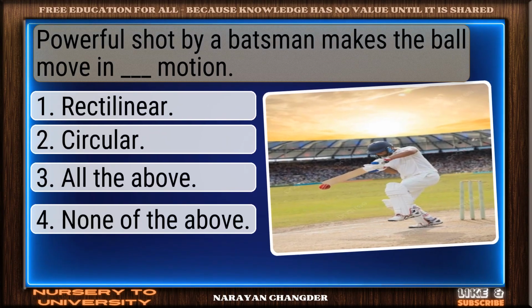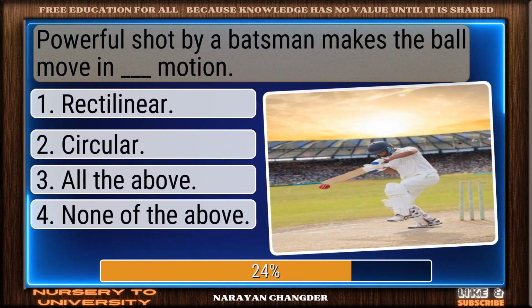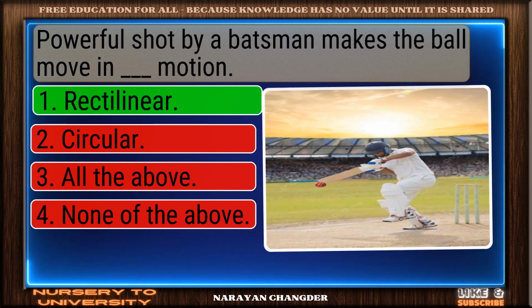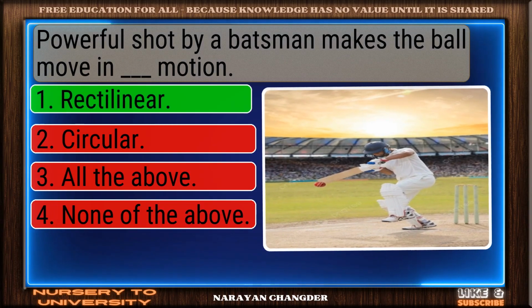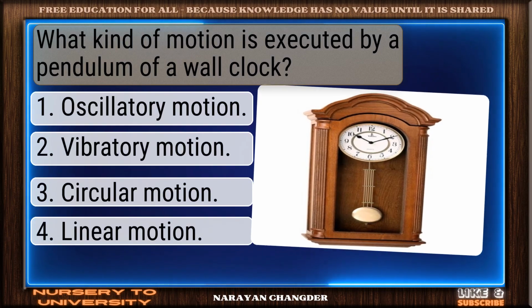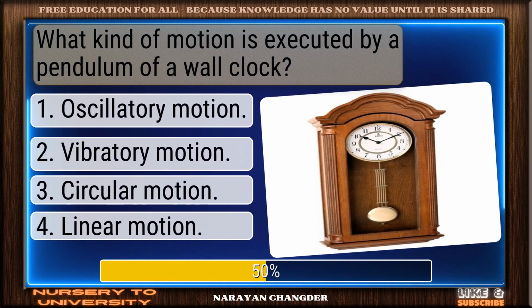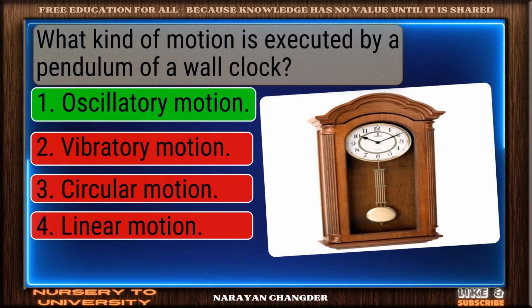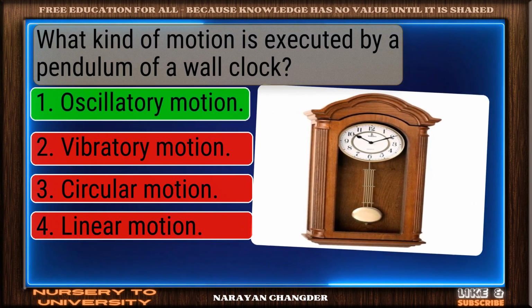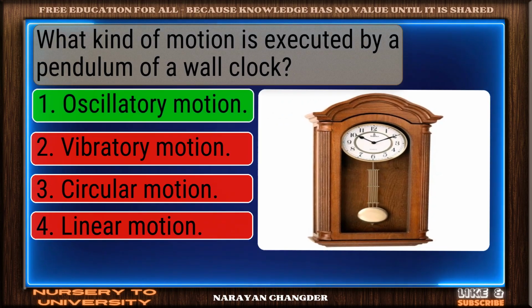Powerful shot by a batsman makes the ball move in dash a motion. Nicely done. Rectilinear is a solid answer. What kind of motion is executed by a pendulum of a wall clock? Nice selection. Oscillatory motion is the correct and valid answer.